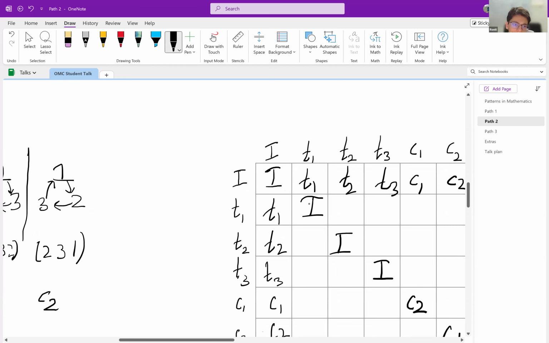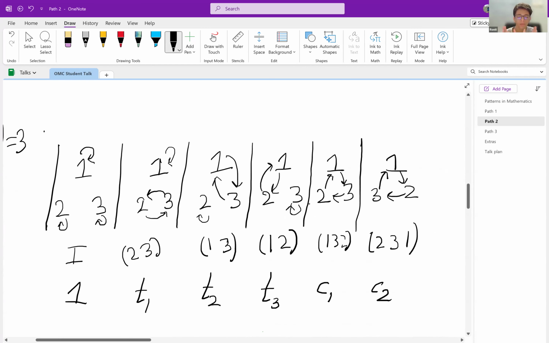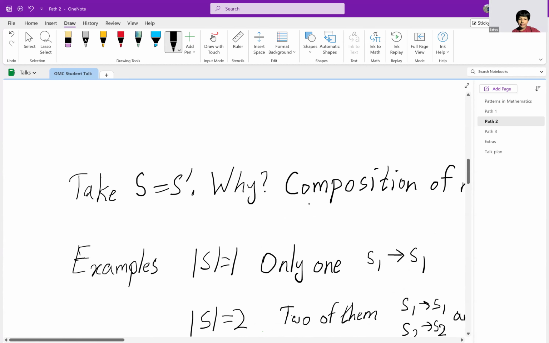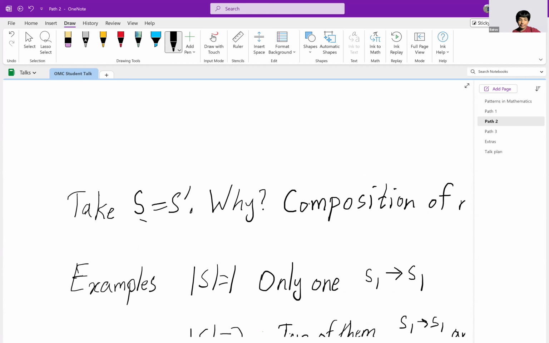How did you get these cycles? Like, what do you mean? Okay, I see a bijection will have two sets. Then how do we get this? Yeah, so we'll just take the special case where both sets are equal. Mm-hmm.